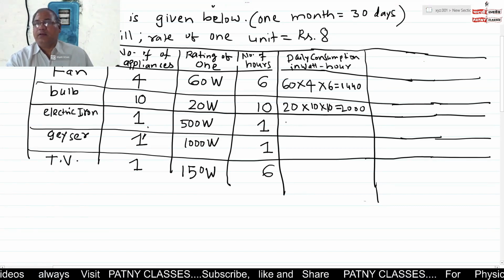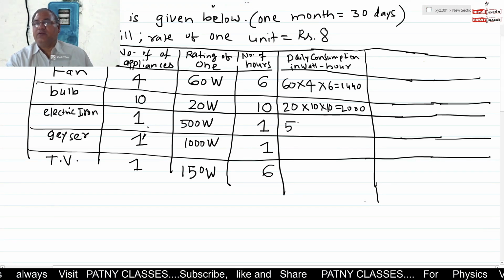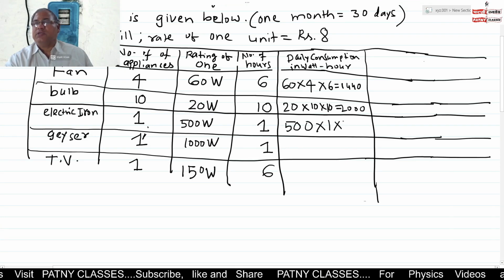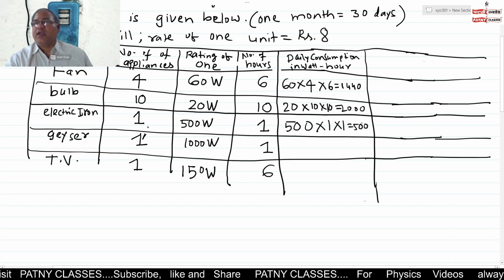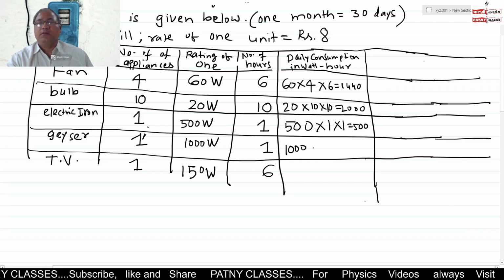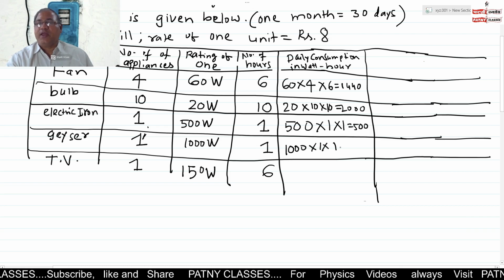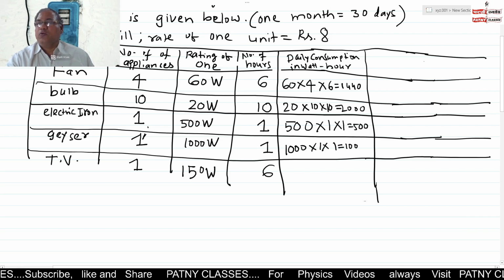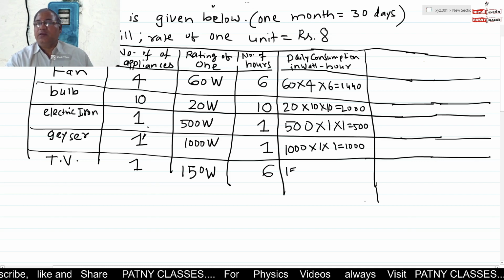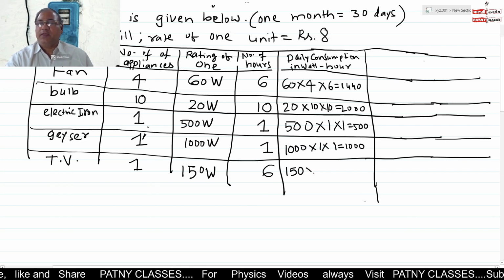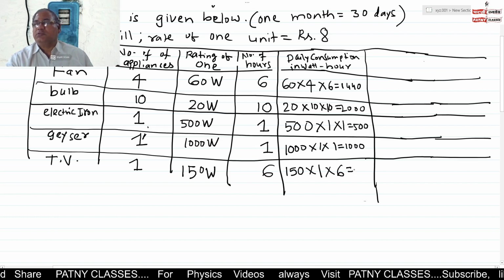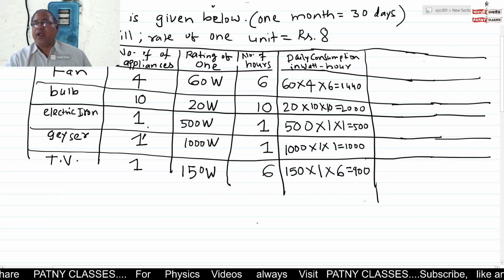Now the electric iron: how much wattage? 500 watts, number of irons equals 1, and number of hours every day equals 1. That is 500 watt hour. After that, geyser: wattage of geyser is 1000, number of geysers is 1, and every day utilized for 1 hour. So altogether 1000 watt hour. Similarly, the TV: wattage is 150, number of TVs in the house 1, and number of hours equals 6. So that is 900 watt hour.